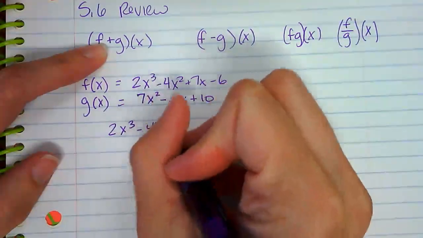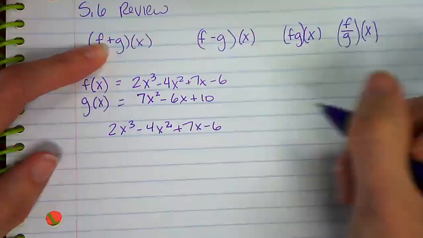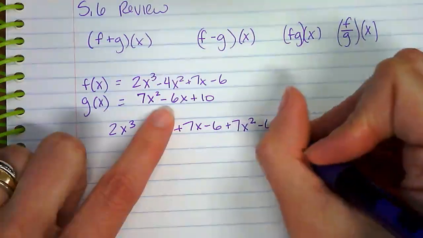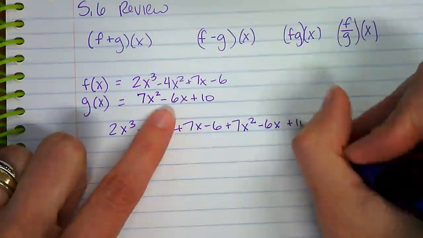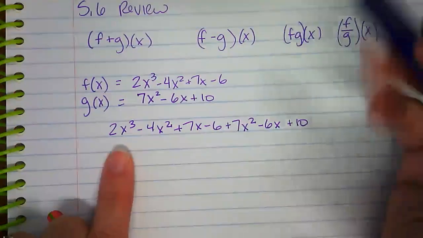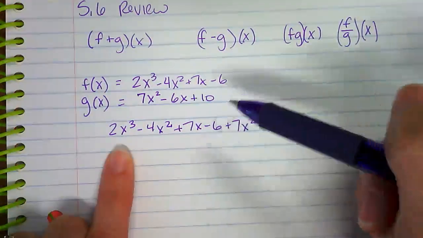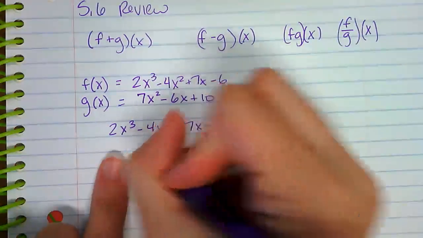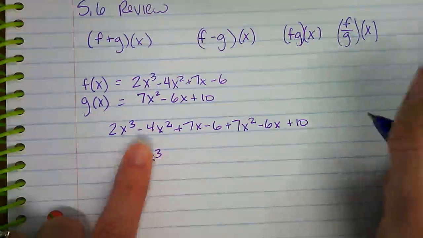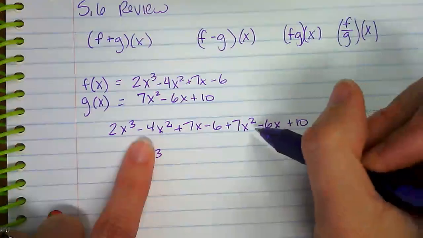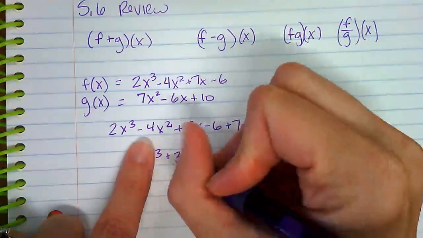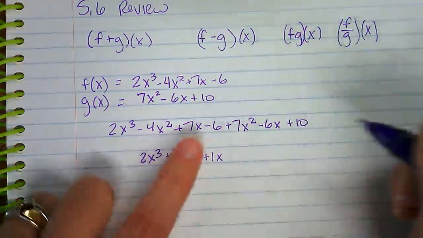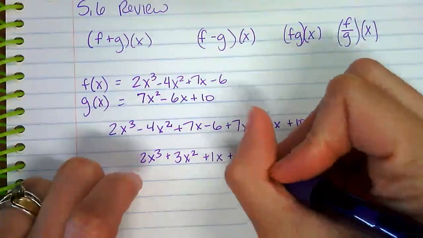2x cubed minus 4x squared plus 7x minus 6. And I'm adding all of these. So plus 7x squared minus 6x plus 10. When I'm adding, I don't have to worry about changing any signs. I just combine my like terms. So I always start with the highest exponent first, that's 2x cubed. I look for my like terms, negative 4x squared, positive 7x squared is 3x squared. Positive 7x, negative 6x is just 1x, and negative 6 and 10 is just 4.